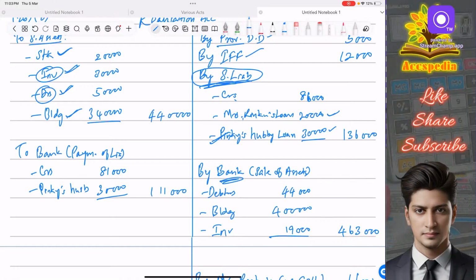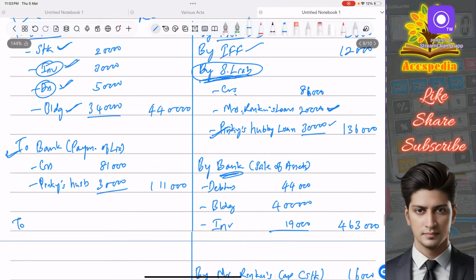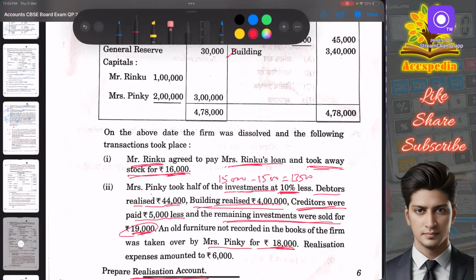This liability was taken over by... see, the journal entry for the payment of liabilities: realization account debit, to bank. So realization account debit side, to bank. Then liability taken over: journal entry, realization account debit to the partner's capital account, whoever took it. So who took it? Mr. Rinku took over Mrs. Rinku's loan. So we will put it in this capital account, that is Mrs. R's loan.